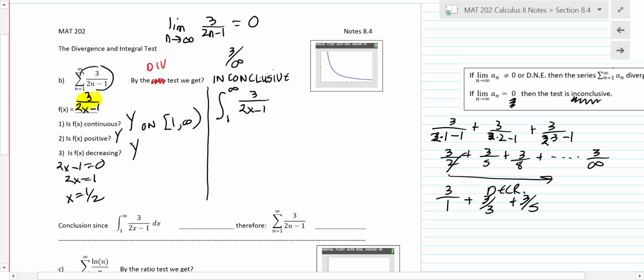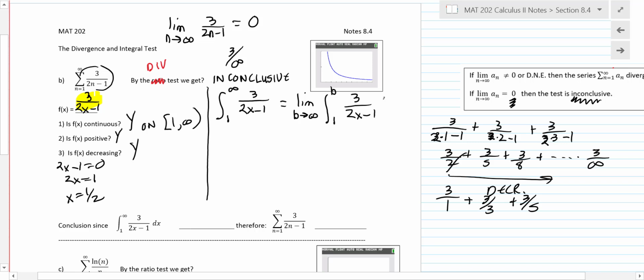Okay, so let's kind of go through and think about this. We have an improper integral. It's important that you immediately change this to a limit. So we're going to say the limit as b goes to infinity of the integral from 1 to b of 3 over 2x minus 1. Okay, like that.